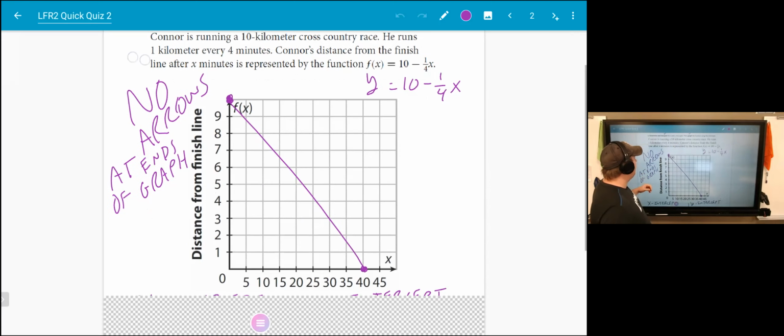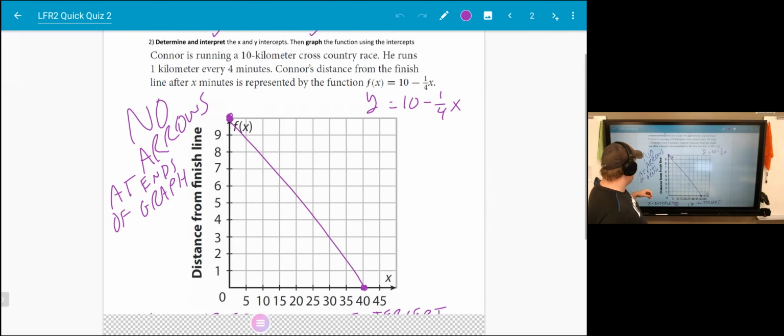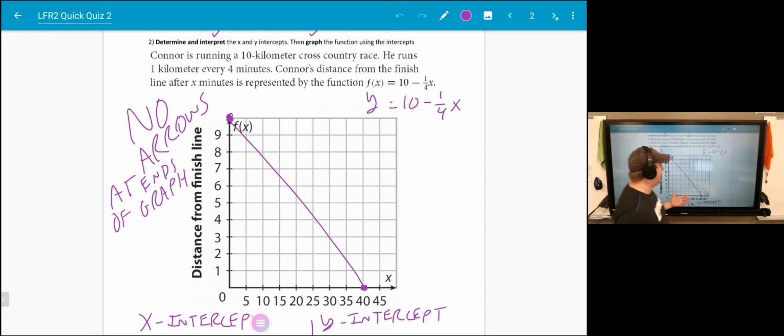Okay, Connor's running a 10-kilometer cross-country race. He runs 1 kilometer every 4 minutes. Connor's distance from the finish line after x minutes is represented by the function f of x equals 10 minus 1/4 x. If you remember correctly, f of x is the same as y. There we go. So y equals 10 minus 1/4 x. I found my x and y intercepts down here.